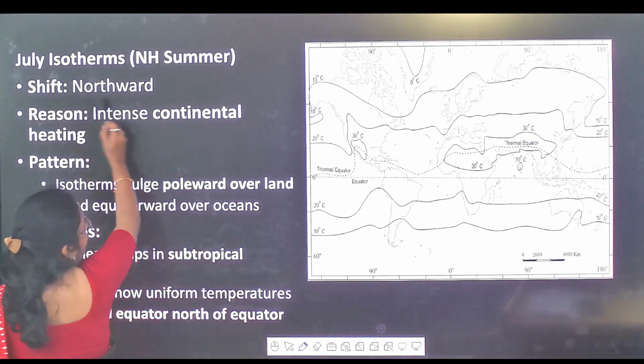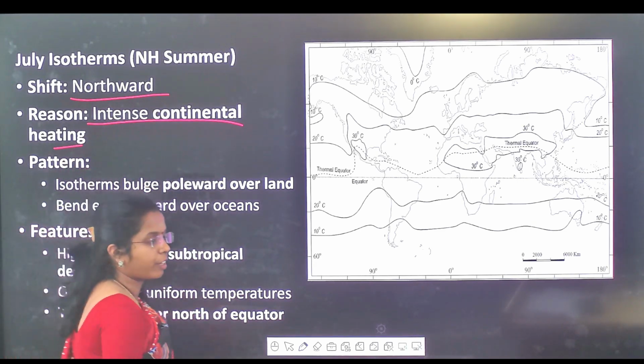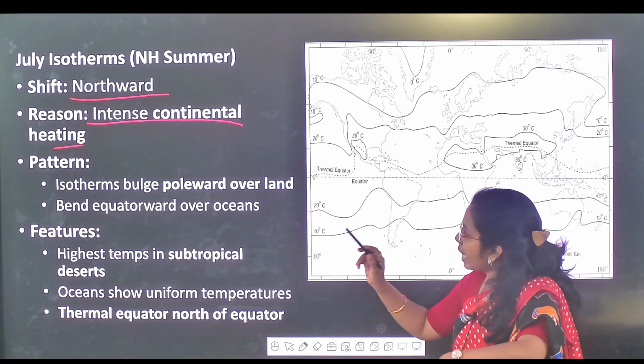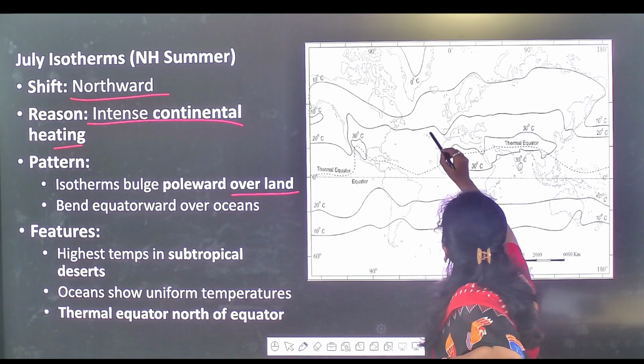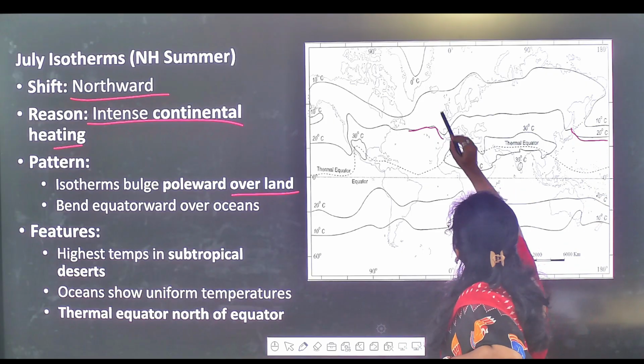July shifts northwards, and the reason is intense continental heating. Because of intense continental heating you will see northward shift, and isotherms bulge poleward over land and bend equatorward over oceans.